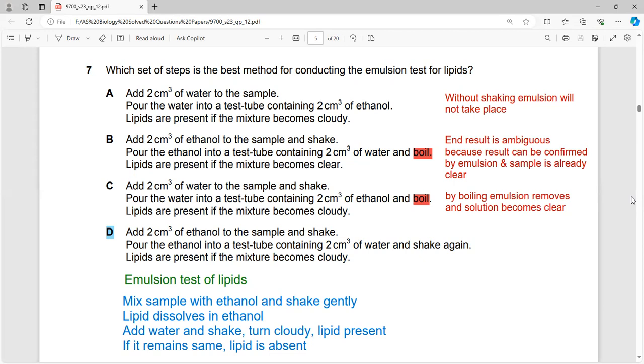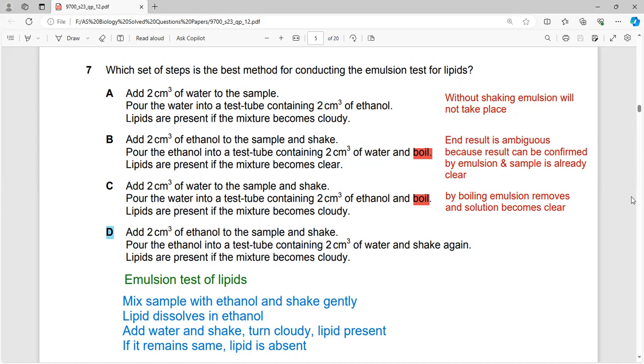After dissolution, in the second step, we add water. After adding water, when we shake it once again, we can see small droplets of lipid produced, and that produces a cloudy appearance. If it is producing a cloudy appearance, it means the lipid is present. That's a positive result. But if it stays the same, with no cloudy appearance, it means the lipid is absent. So that's the procedure for performing the emulsion test.